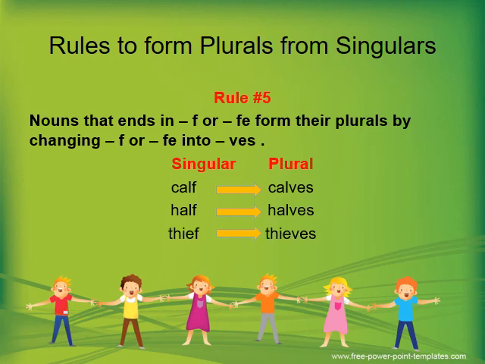Thief. So what is the plural of thief? Thieves. Knife. What is the plural of knife? Knives. Here knife is ending in fe, so we are changing fe into ves in the plural form. So knife becomes knives.